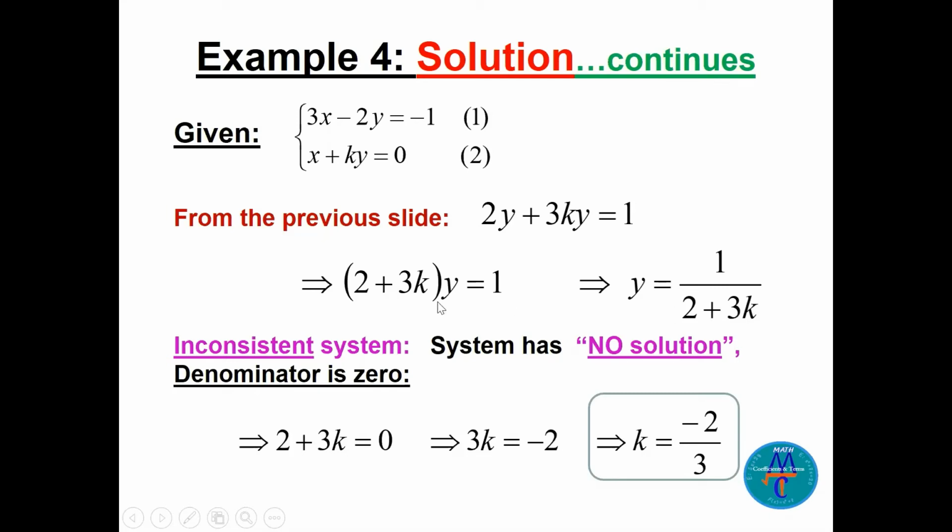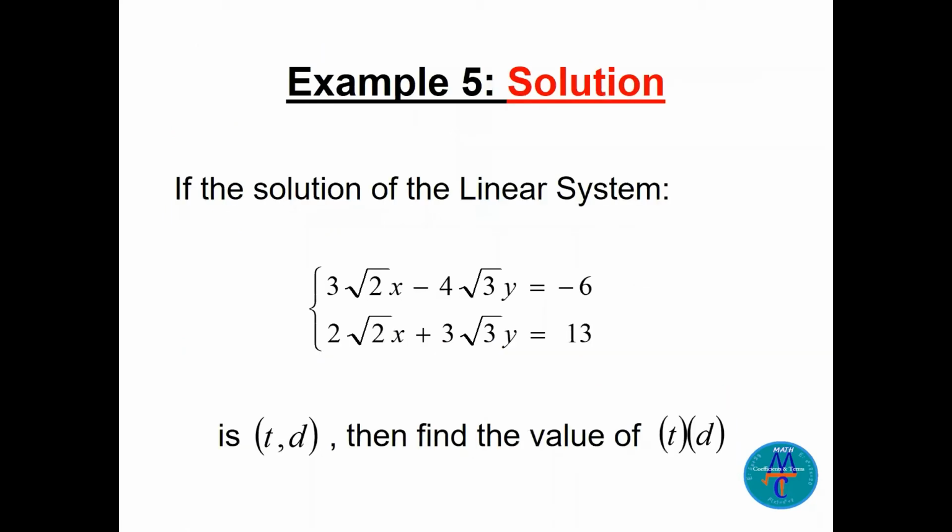Now in the question, it says the system is inconsistent. That means it has no solution. So the whole expression here, the whole y value is undefined. That means we go to the denominator and we make it 0. 2 plus 3k is equal to 0. So 3k is equal to minus 2. k will be minus 2 over 3. If you replace this value in the system and you solve it, you will get no solution.